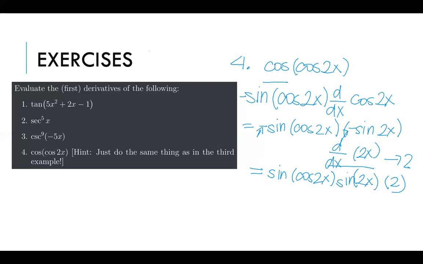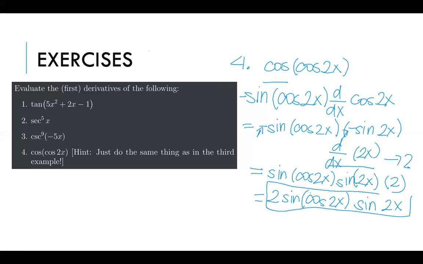So the final answer for this problem is 2 sine of quantity cosine 2x multiplied by sine 2x. So this is our final answer for this problem. You can try 1 to 3 alone since I already discussed it. But for this problem, here is the final answer.